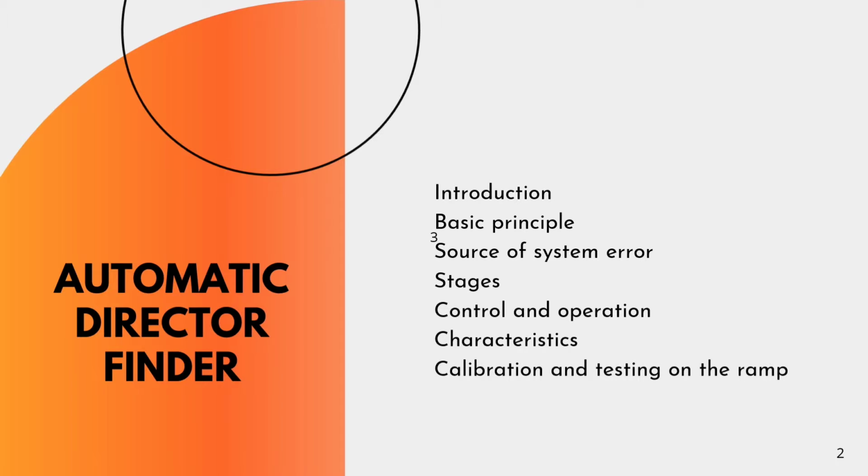Automatic Direction Finder. In this module, we are going to study the introduction, basic principles, sources of system error, stages, control and operation, characteristics, calibration and testing on the ramp.